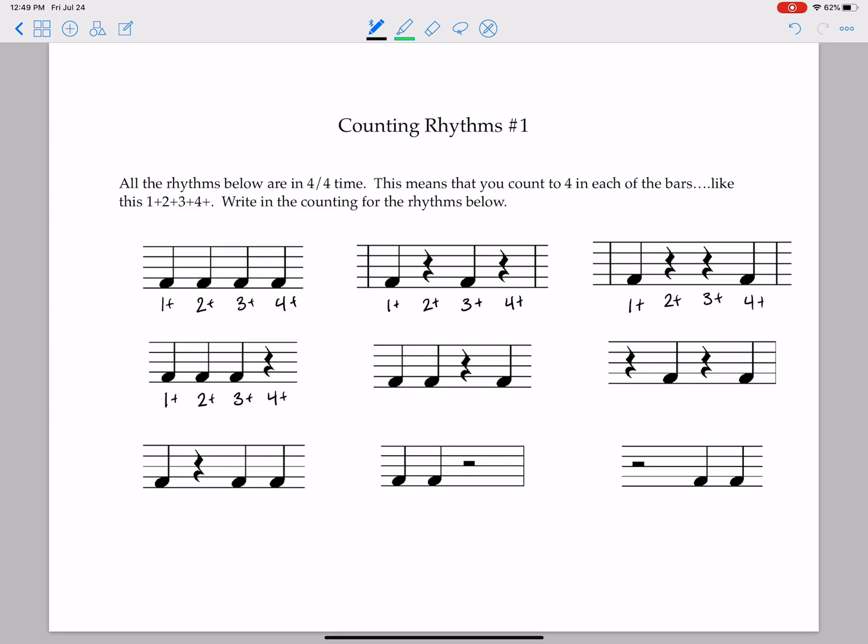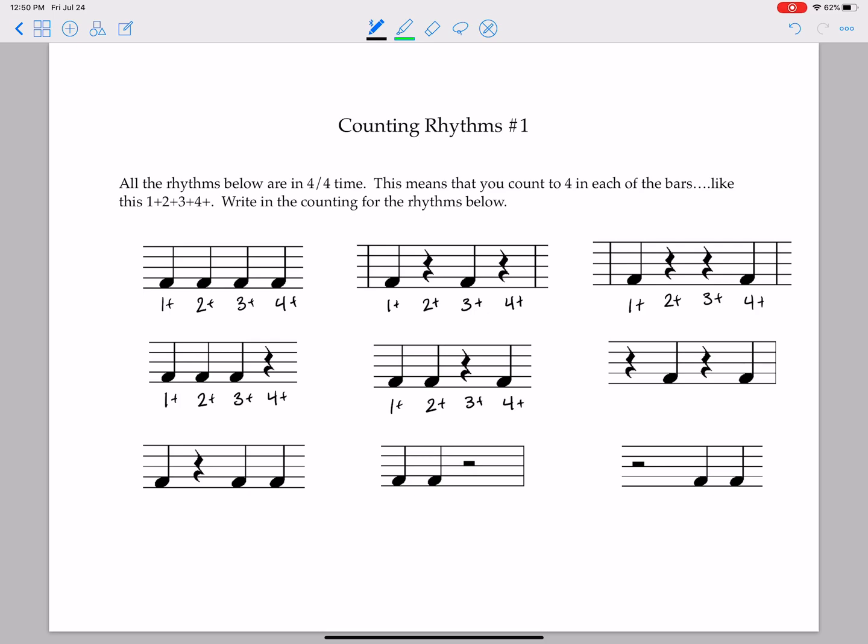This one's just a tiny bit different than the last one. We have quarter notes and quarter rests as well, except our quarter rest is in a different position. So our first quarter note gets 1 and, second one, 2 and, now we have our quarter rest, that's 3 and, and then a quarter note, 4 and.